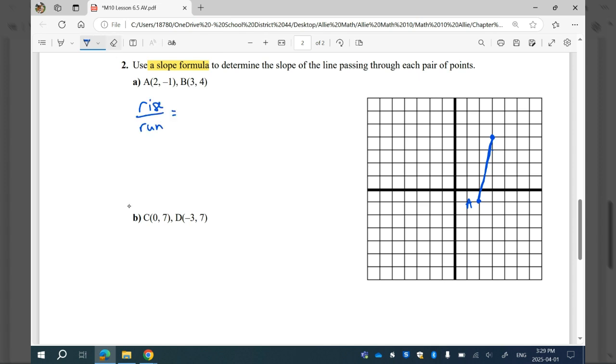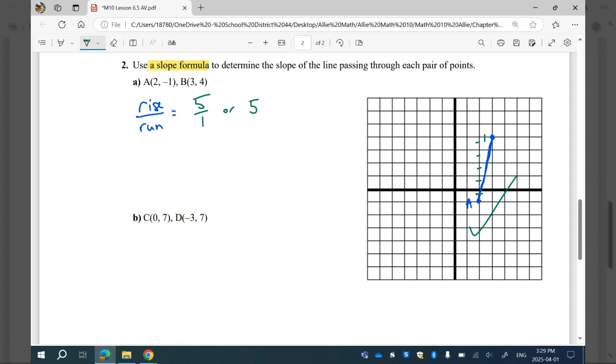It looks like it's going to be a positive slope because it's moving like a check mark. So it looks like our rise, we go up 1, 2, 3, 4, 5, and we run 1. So 5 over 1, or 5.